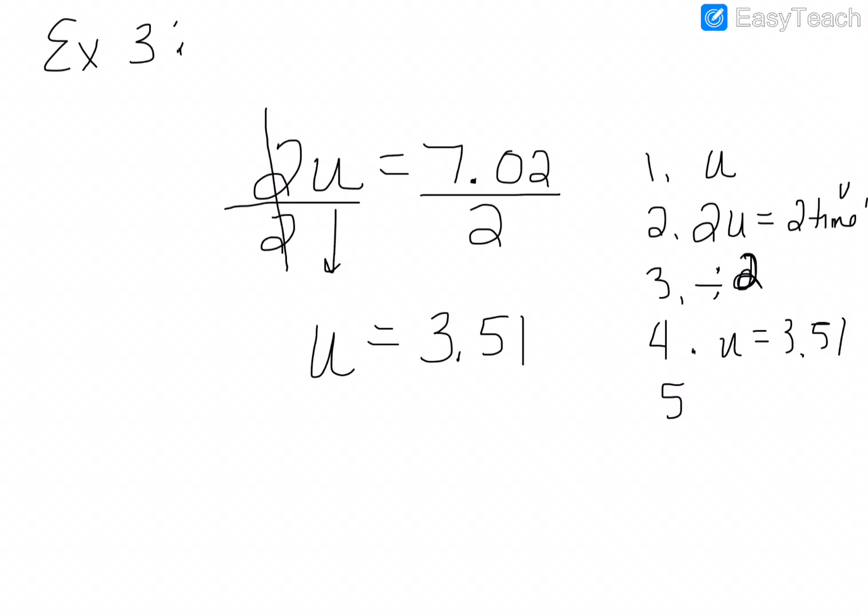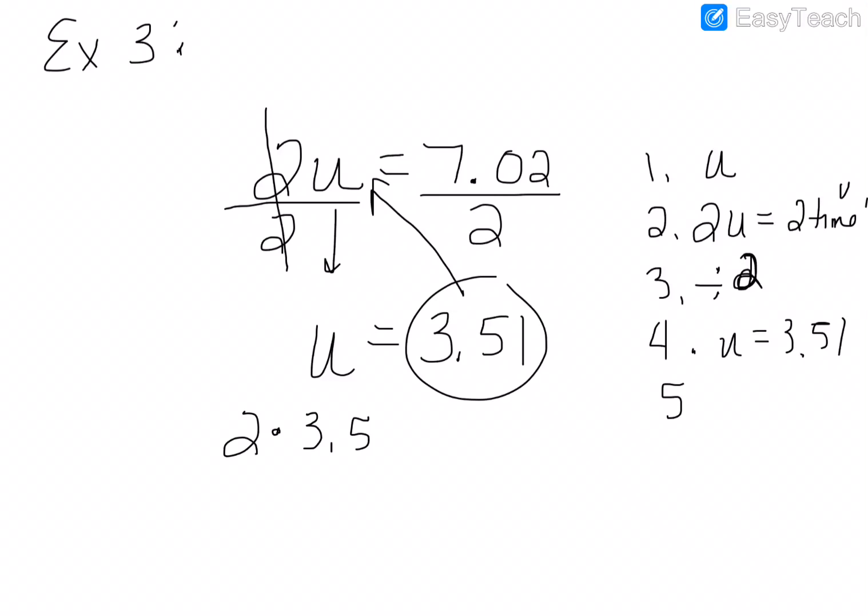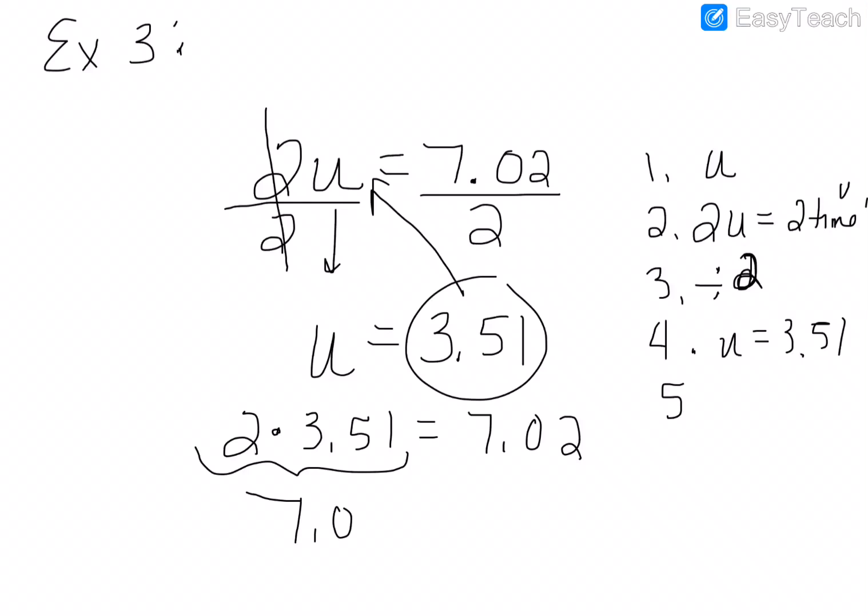This one isn't as easy to check in our brains, so we could use a calculator. We're just going to plug this back into where the u is. So 2 times 3.51, this should be 7.02. And if you use your calculator, or maybe you're really awesome at multiplying, this is 7.02 is equal to 7.02, and this checks.